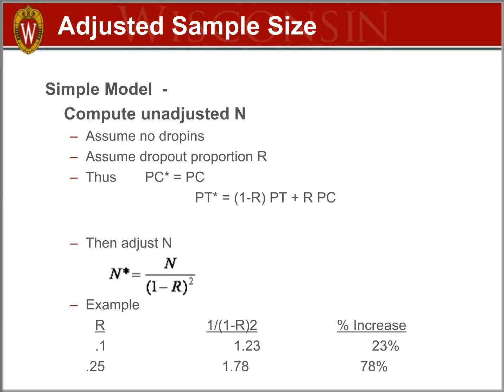If you examine this impact, suppose you had a 10% dropout rate. Might be quite reasonable for a typical study. The inflation factor is 1 over 1 minus R, the quantity squared. In this example, 1.23. That means in order to compensate for a 10% dropout rate, you would need to increase the sample size by 23%. Suppose things are a little bit worse. You have a 25% drop-in rate. That means in order to compensate for that dilution effect, you'd have to have a 78% increase in sample size.